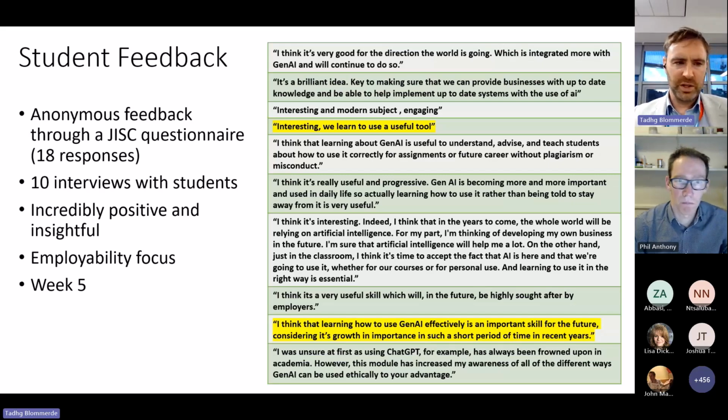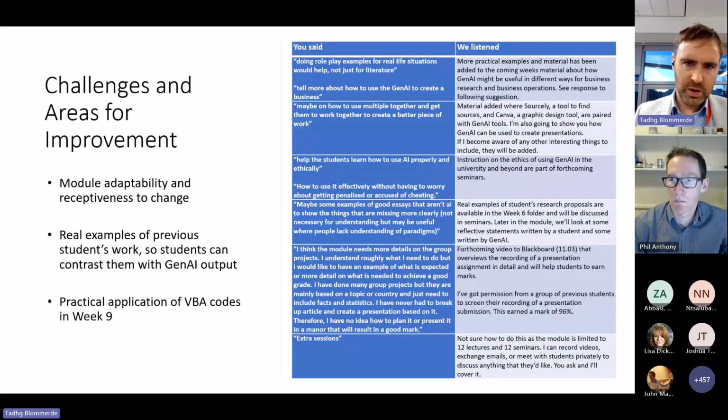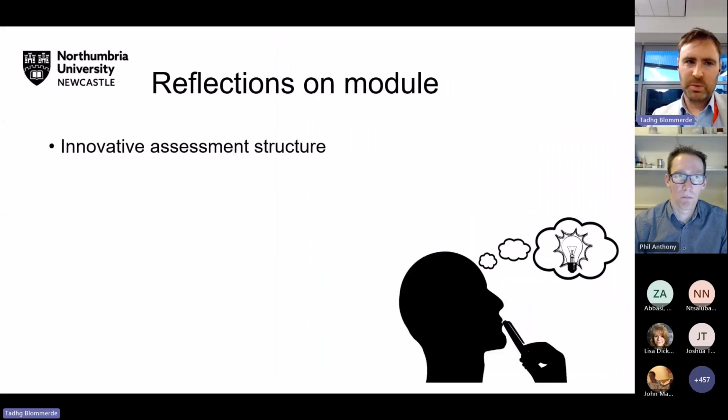I did post-module interviews with students. They were all incredibly positive and focused on using Gen AI effectively, giving them an edge over other applicants for jobs in the future. They said they really liked how adaptive the module was. They said, we've never been assessed like this in the past. This is brilliant. And they thought the module could be enhanced with more examples of students' work to compare Gen AI output with. So real students' research proposals.